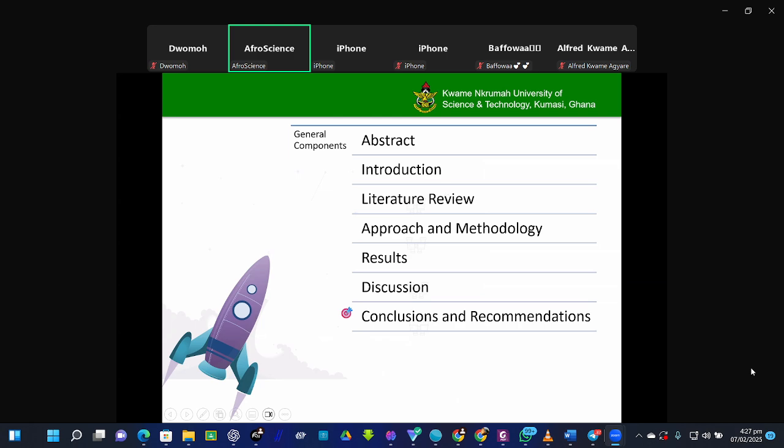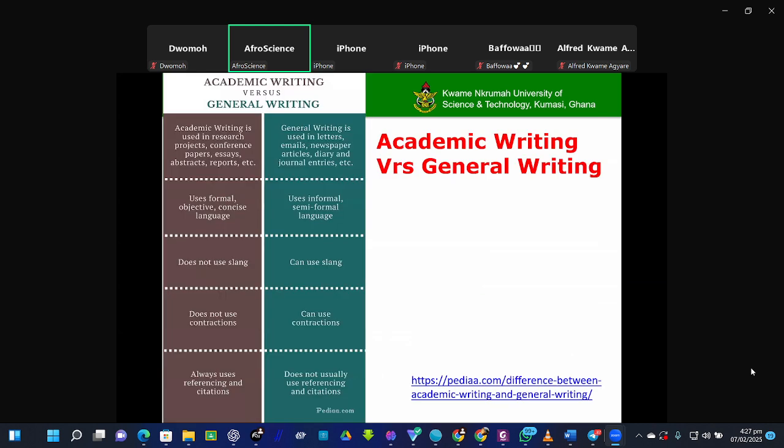Good. So if you don't have any questions, then we go on. There are some differences between what we call academic writing and what we call general writing. If you are writing anything now as a graduate student, I don't expect to see informal or semi-formal language. It should all be formal language, and it should be objective and concise.